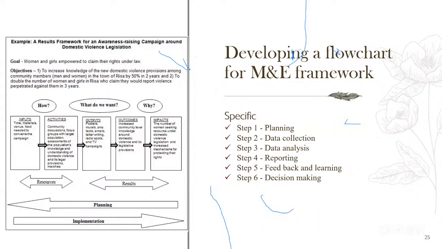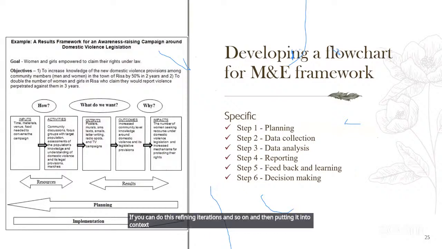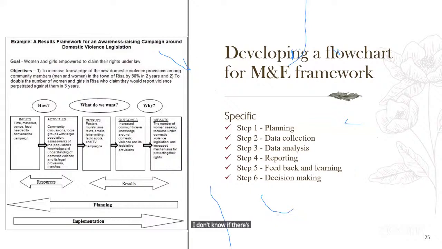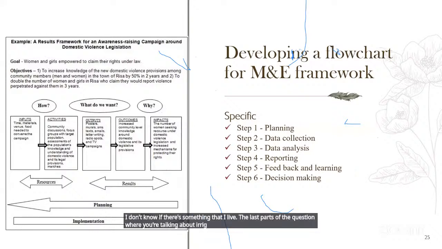So I think if you can do this refining, iterations and so on, and then putting it into context, it can actually help us in trying to make these tools understood. I don't know if there's something that I left. The last parts of the question where you're talking about irrigation, I think I missed some parts.